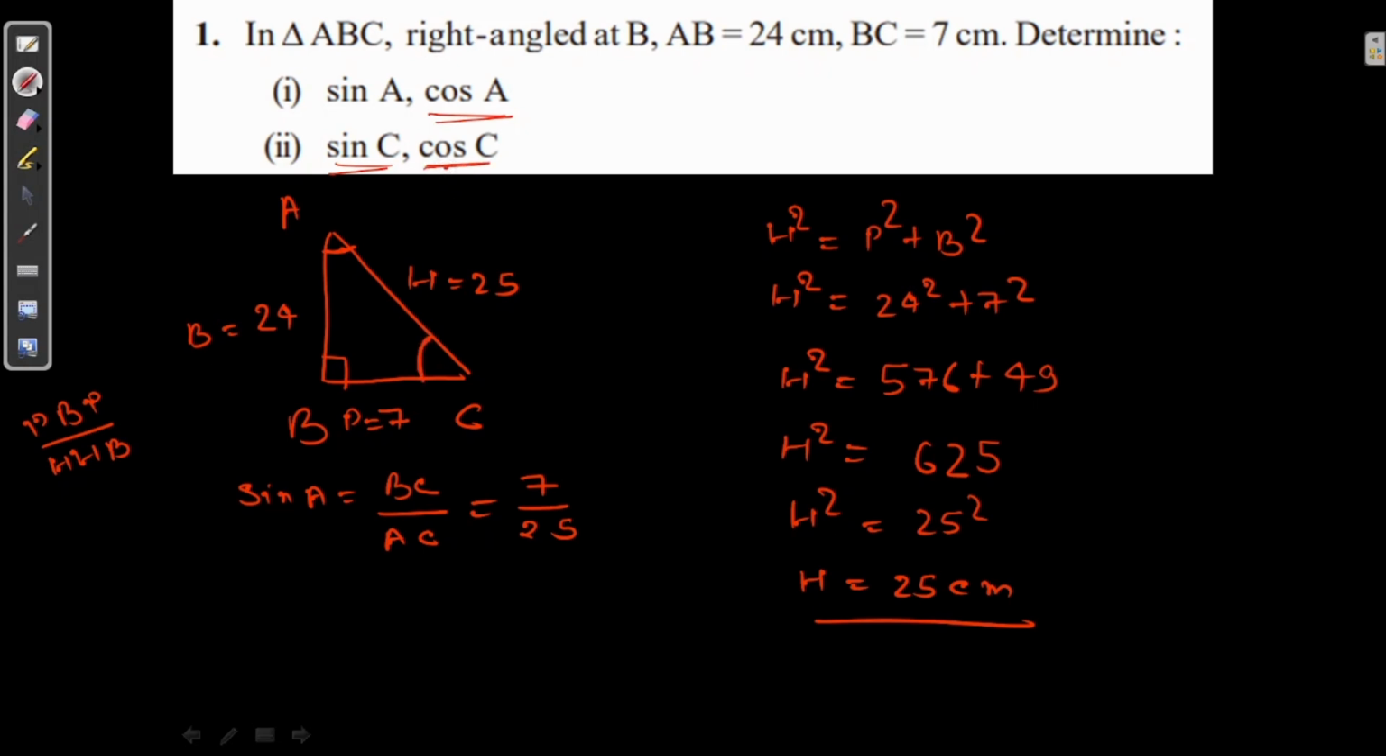So this is angle C. Cos C, the second one, is B by H. For angle C, what is the base? The side which is adjacent to it, let's say it is BC. H, the hypotenuse, is the side opposite to the right angle. It will be AC. BC is 7, AC is 25. So like that we can find the value of cos C.